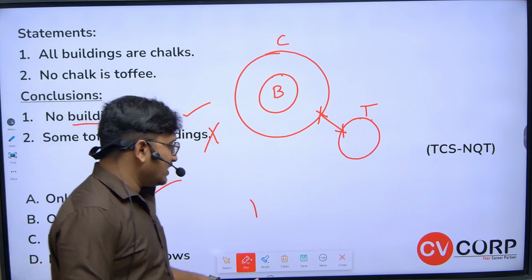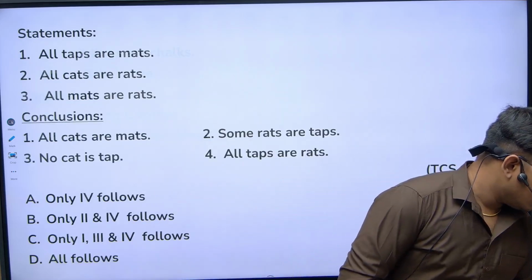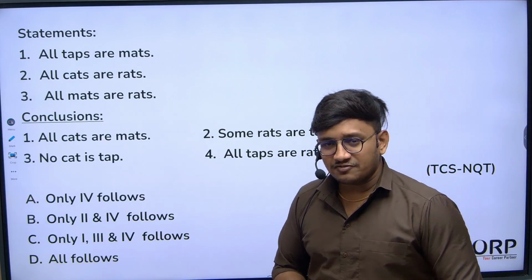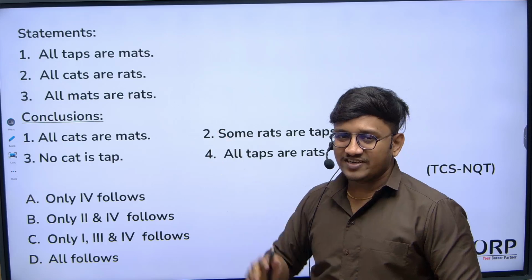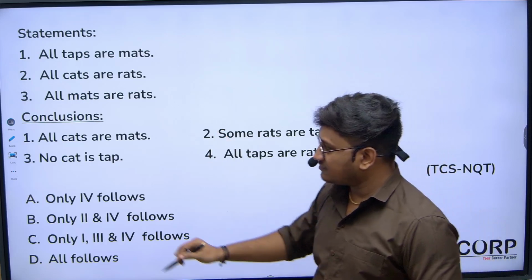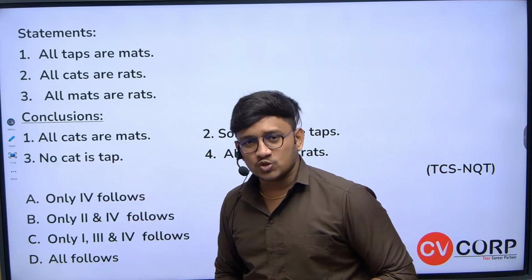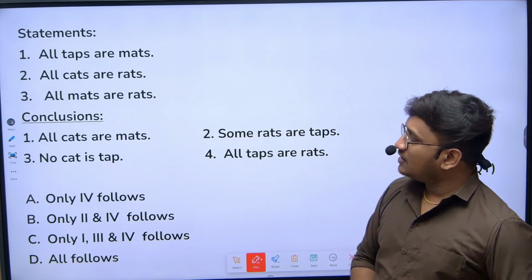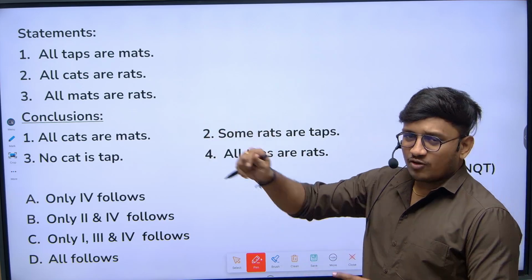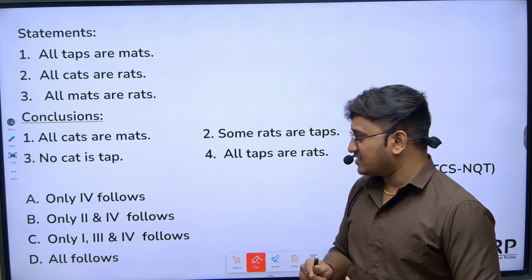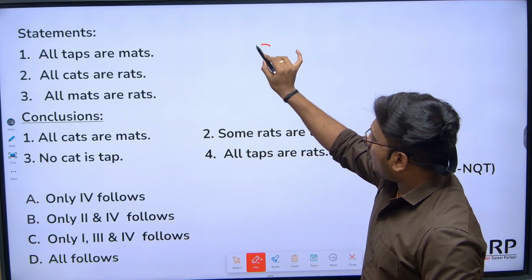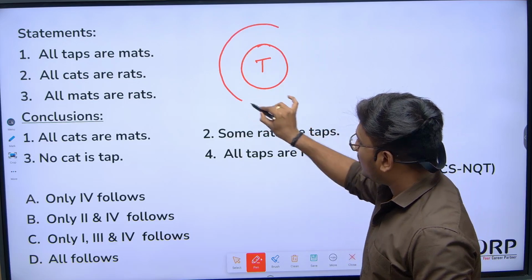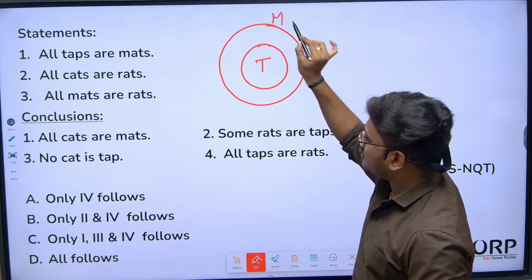Okay, let's go with the next one. There are some rare cases where you may get questions with 3 statements as well. Even if you get questions with 3 statements, it is easy to solve. Same procedure, one more circle will get added. That's it. Let's say all tabs are mats.